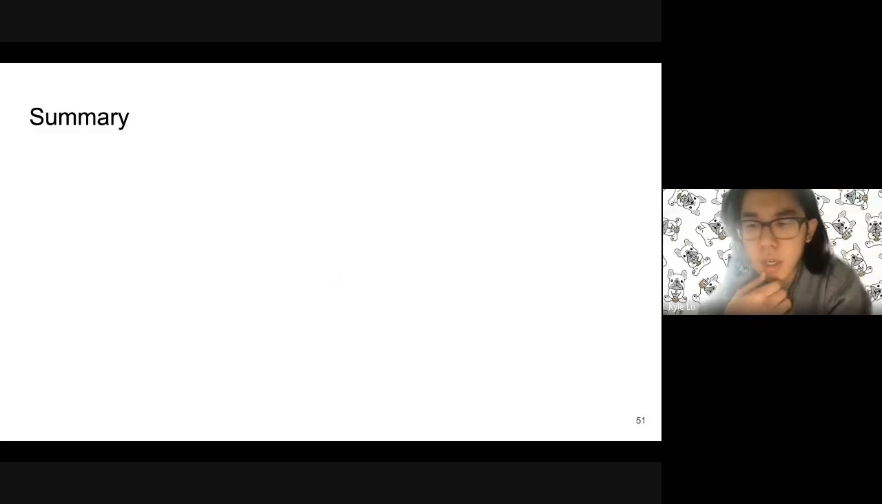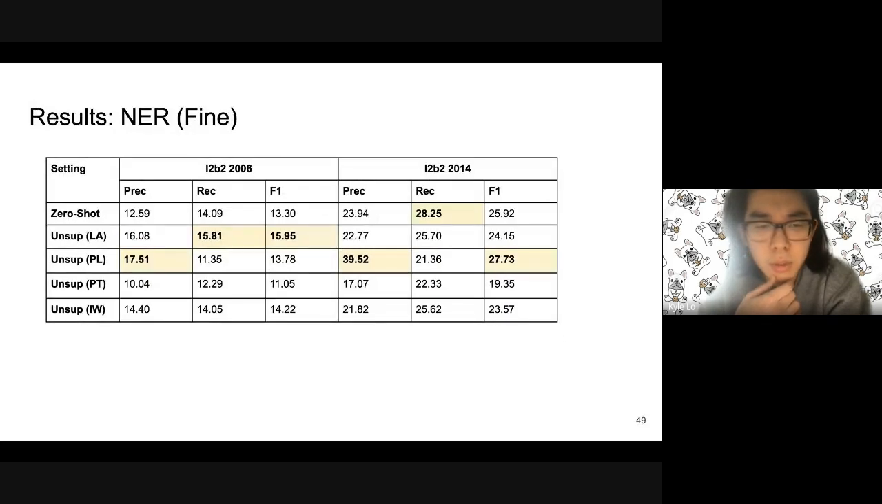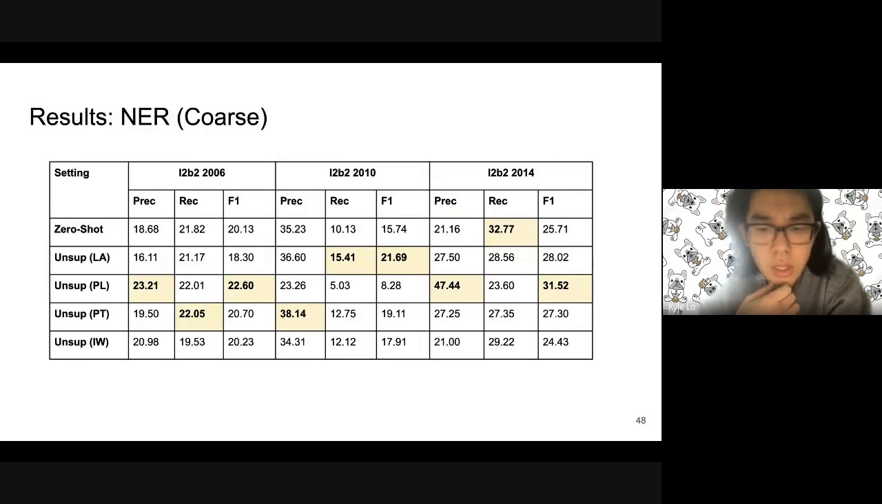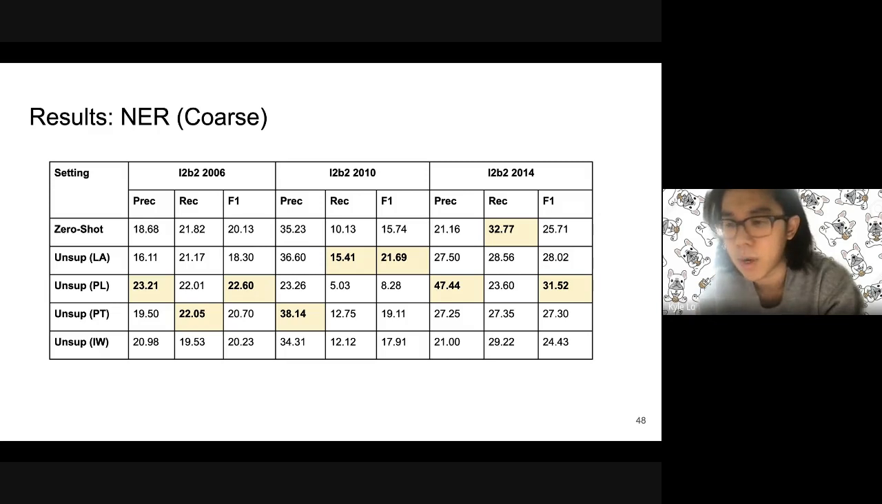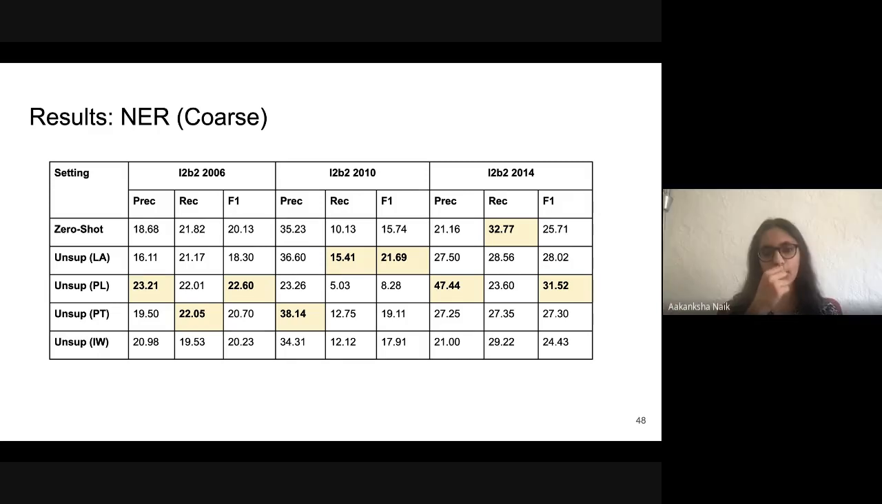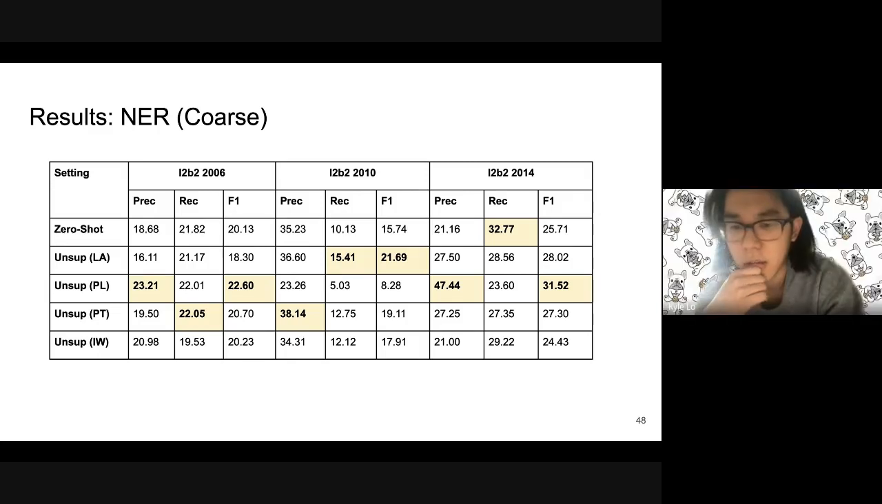Excuse me, Aakanksha. Do you mind going back a couple slides to the I2B2 results? The magnitude of the scores are quite different across these datasets, and I'm unfamiliar with these datasets, so I'm curious to understand what's changing so much between these years under this same sort of dataset.